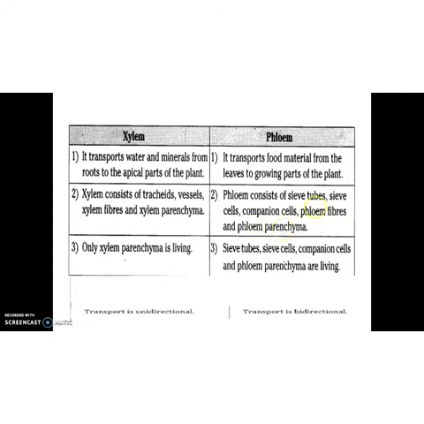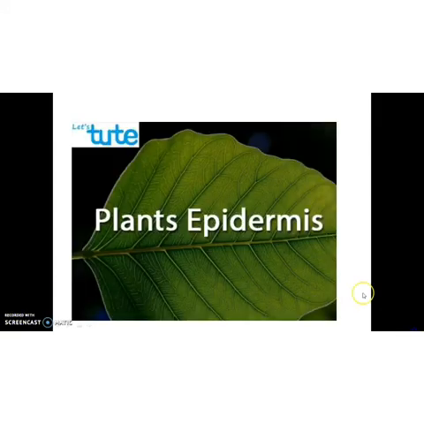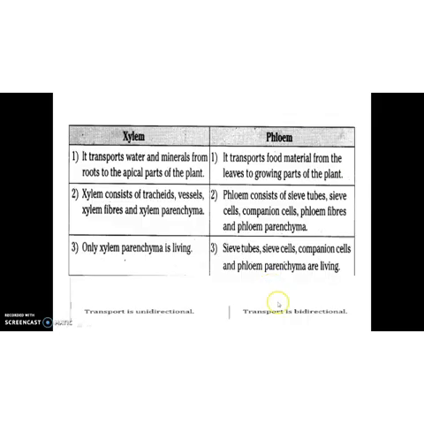Then, only xylem parenchyma is living. Here in phloem, sieve tube, companion cell and phloem parenchyma are living. Only phloem fiber is dead. And the last difference: transport is unidirectional in xylem, and here in phloem transport is bidirectional, both upward and downward movement is there. Okay, but in xylem only upward movement, because of transpiration pull water moves upward.